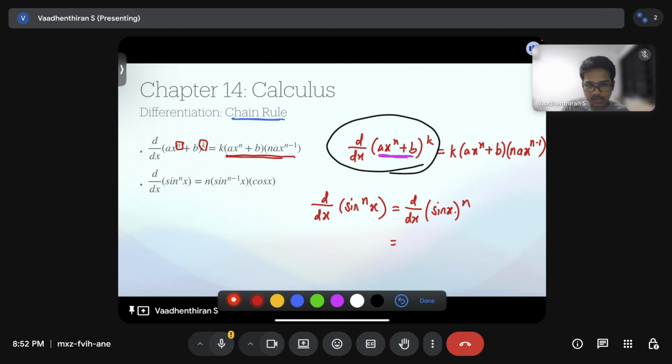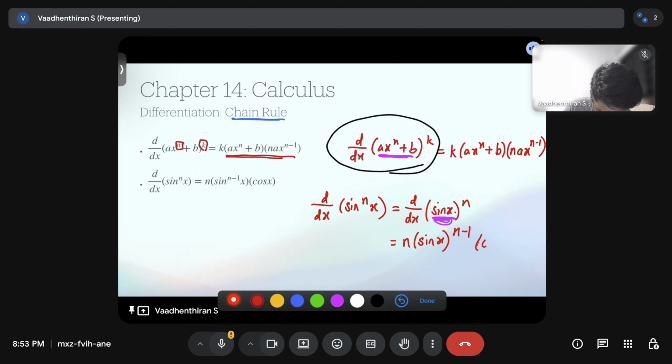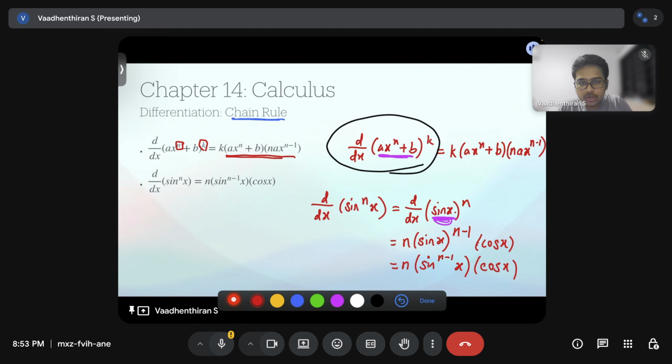First, we do the same differentiation as before. We bring down the power, we write the sine x as it is, and then you reduce the power by 1 on the top. And you should not just leave it there, you also need to differentiate the inside function. The inside function is sine x. What is the derivative of sine x? It is basically cos x. So you can rewrite this as n times sine to the n minus 1 of x, and then cos x. So this is basically the chain rule.